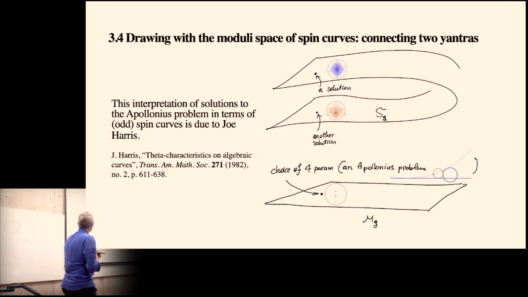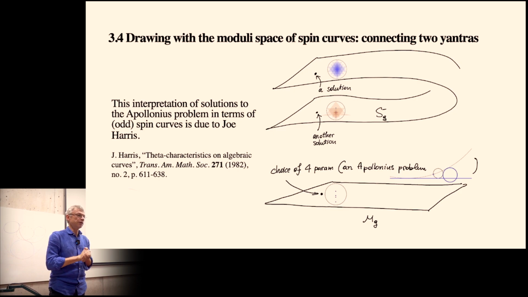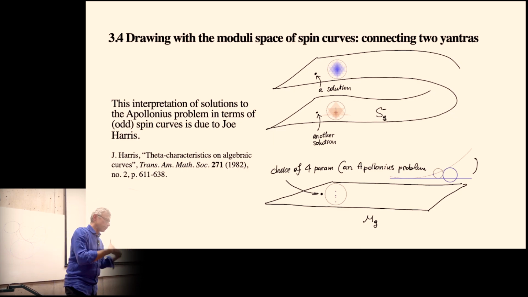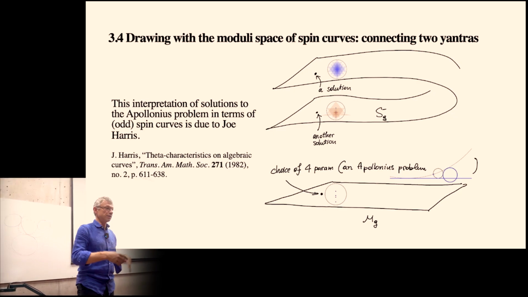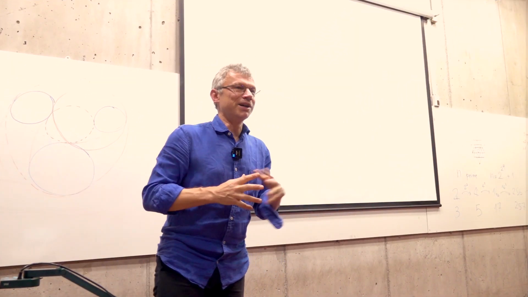And this interpretation is due to Joe Harris in this paper, which is a beautiful and rather difficult paper to read, which interprets the Apollonius problem in terms of roots of the canonical bundle, which actually possess a section. And therefore, they're odd. I don't want to insist too much on this fact, but in this specific case, either there is a section or there isn't. That's why the parity distinguishes precisely the one we want, the ones that have sections, the ones that admit a circle tangent to all the three circles. So thank you very much for your attention.